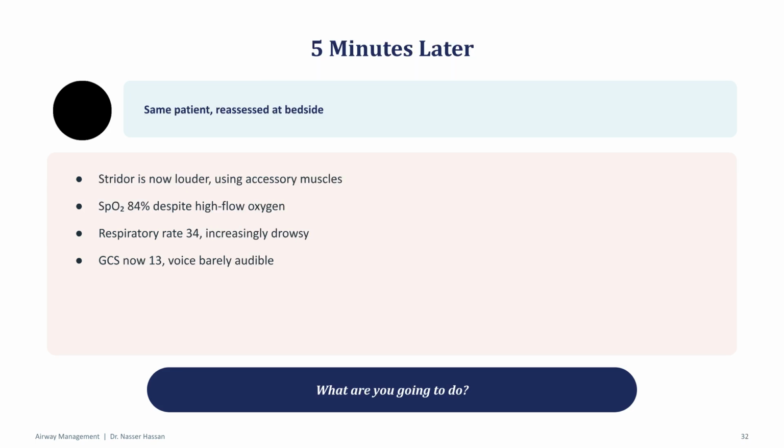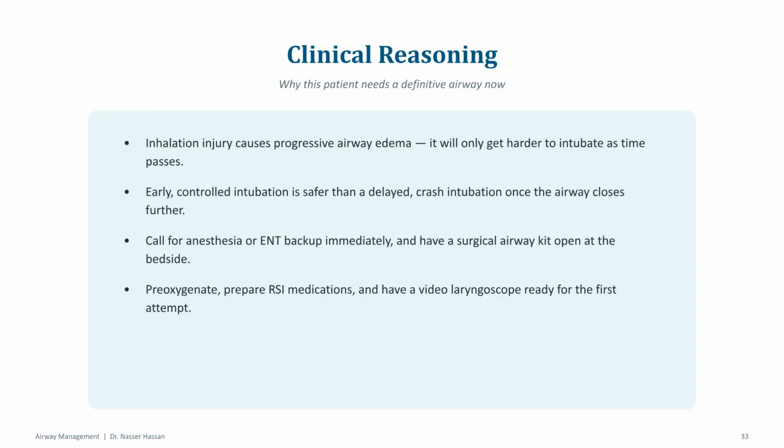Reassessing just 5 minutes later, his condition is deteriorating. The stridor is louder, he's struggling with accessory muscles, and his saturation has dropped to 84%. He is becoming drowsy. We must act now. Inhalation injury causes rapid, progressive airway edema. Delaying intubation risks a crash scenario where the airway may completely close. We must secure a definitive airway early, call for specialized backup, and have a surgical airway kit ready.